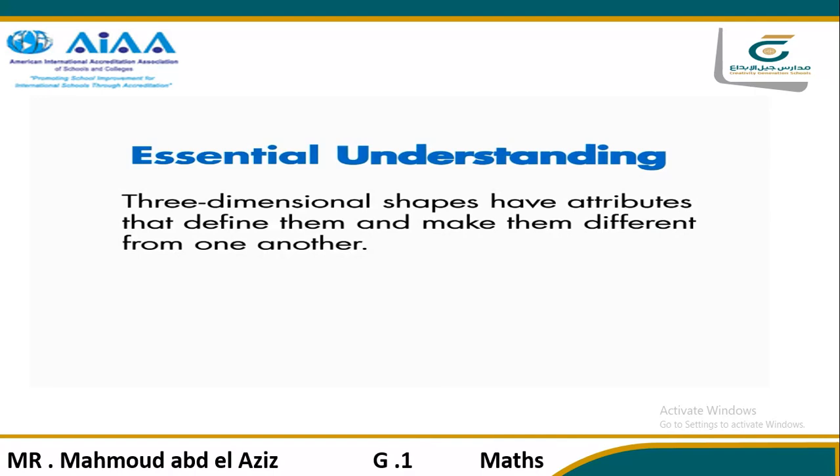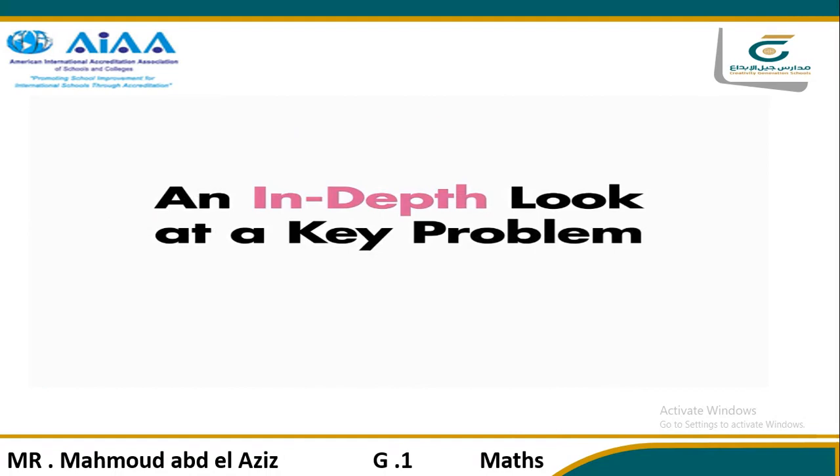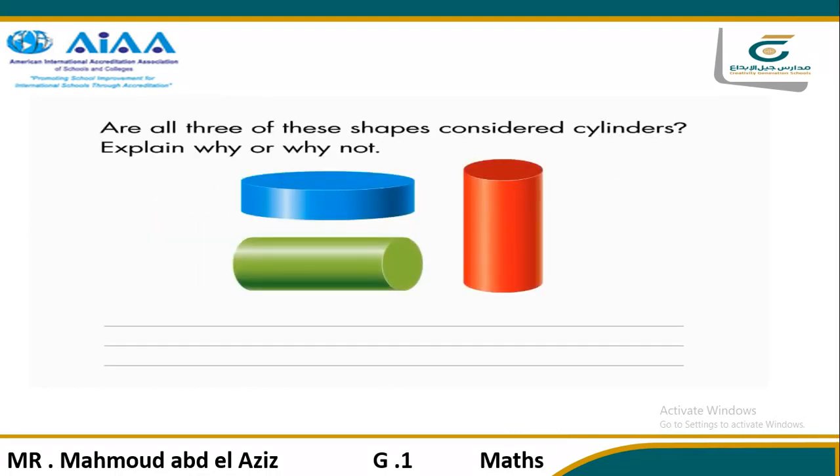The essential understanding for this lesson is three-dimensional shapes have attributes that define them and make them different from one another. Previously, students used attributes such as the number of vertices, edges, and faces to define three-dimensional shapes. In this lesson, students extend this work as they examine attributes that do and do not define a shape. This problem is key because it requires students to consider which attributes define a cylinder and which attributes do not.